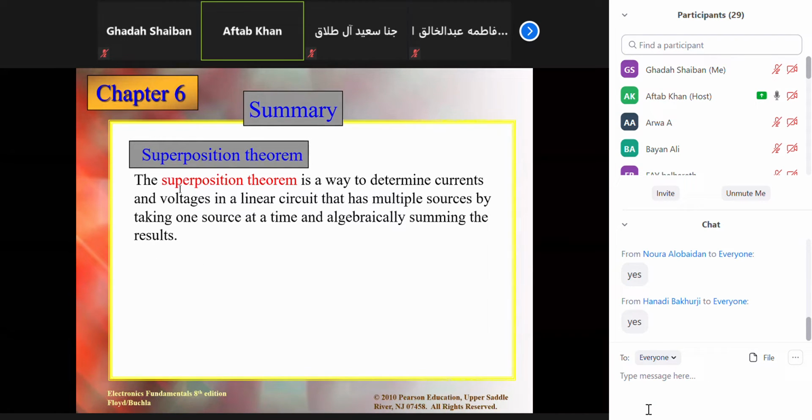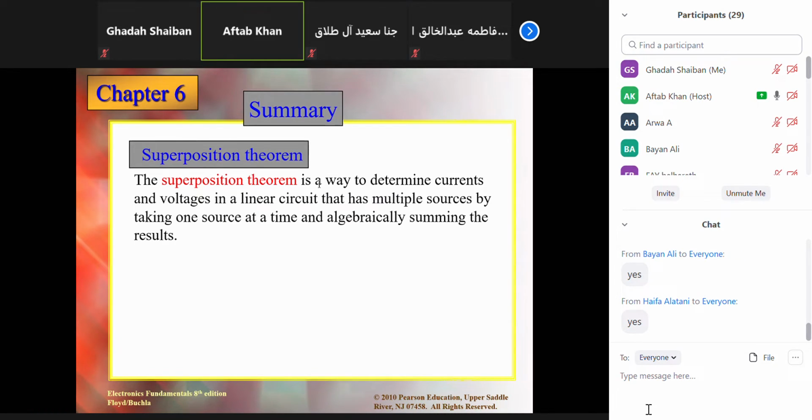This is the superposition theorem, girls. I think we need to start from here, correct? Superposition theorem. Okay. So this is the statement of the superposition theorem.